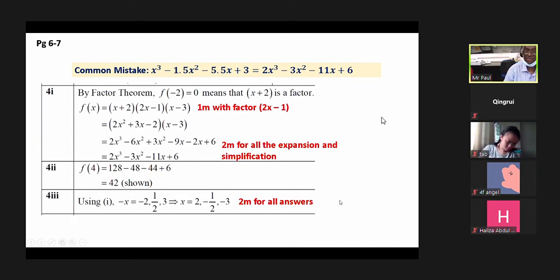Okay, I'll give you some time to look through. So this one, question part 3, you just have to, here x is 3, you just put negative 3.